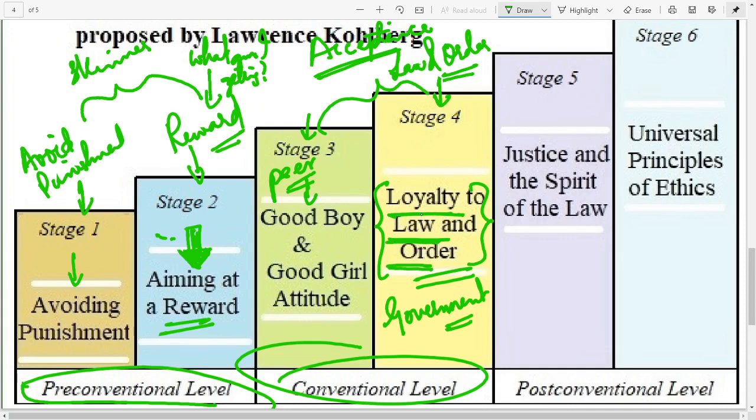रूल्स किसके रूल्स, स्टेट के रूल्स, law and order rules, like let us say traffic rules or law and order rules, like you don't want to break them. So here you want to be a good citizen, model citizen.